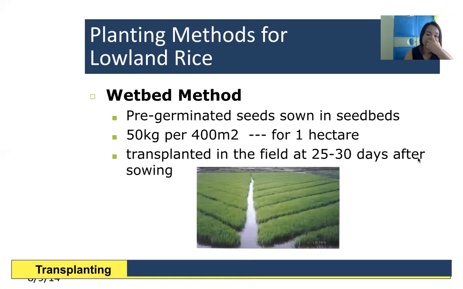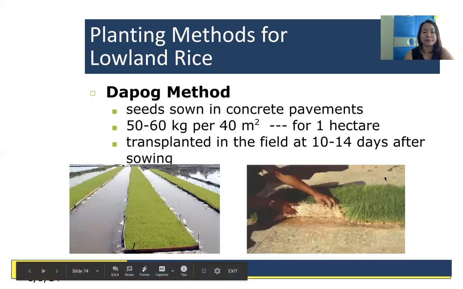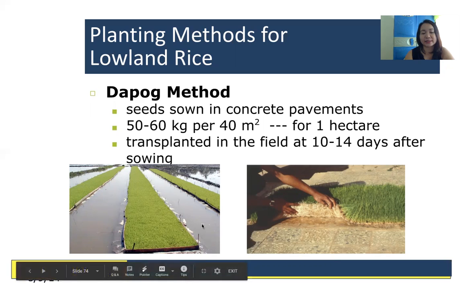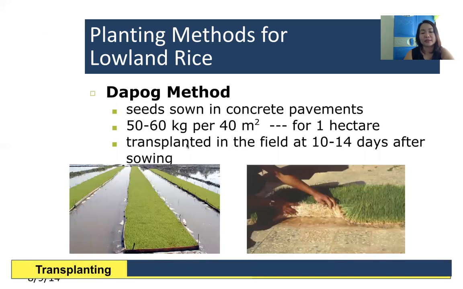Another method for lowland rice planting is the wet bed method, wherein you sow pre-germinated seeds in seed beds, using 50 kilogram per 400 square meters for a hectare, and transplant in the field 25 to 30 days after sowing. You have seen this before in the video. We also have the dapog method, wherein seeds are sown on concrete pavements like in the figure, using 50 to 61 kilogram per 40 square meter for a hectare, and transplanted in the field 10 to 14 days after sowing.